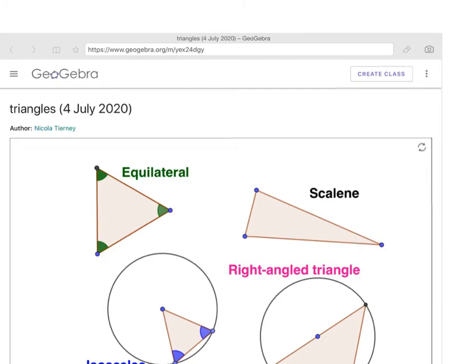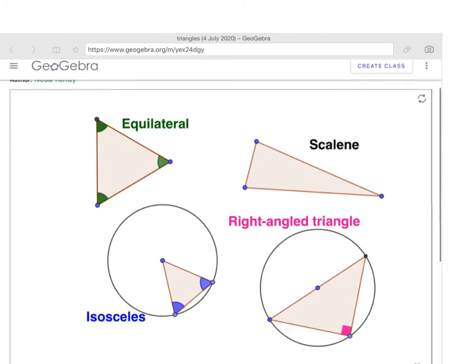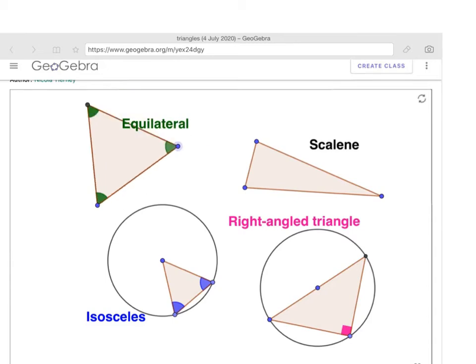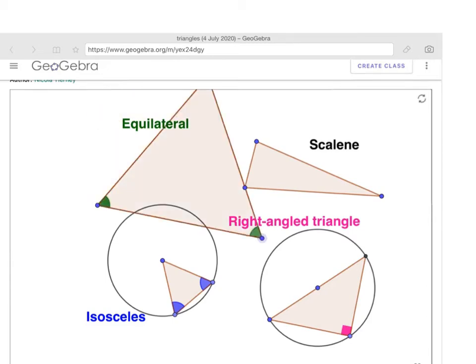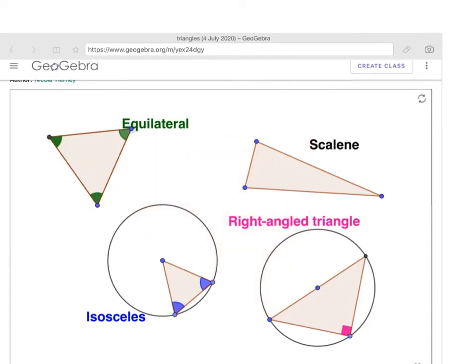There are 4 types of triangles and these can be classified according to their angles. To start off, we have an equilateral triangle. That means all sides are the same. Because all the sides are the same, the angles stay the same. And it doesn't matter how big or how small this triangle is or where it's rotated, the angles will always be 60 degrees each. So all the sides will be the same, all the angles will be the same.